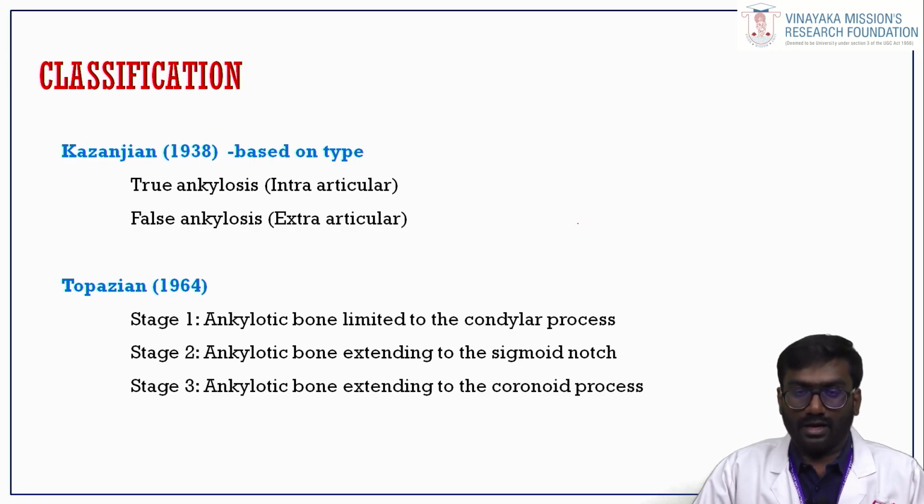the area of ankylosis. Ankylotic bone which is limited to the condylar process is called stage 1. When it extends to the sigmoid notch, it is stage 2, and when it extends to the coronoid process of the mandible, it is stage 3.